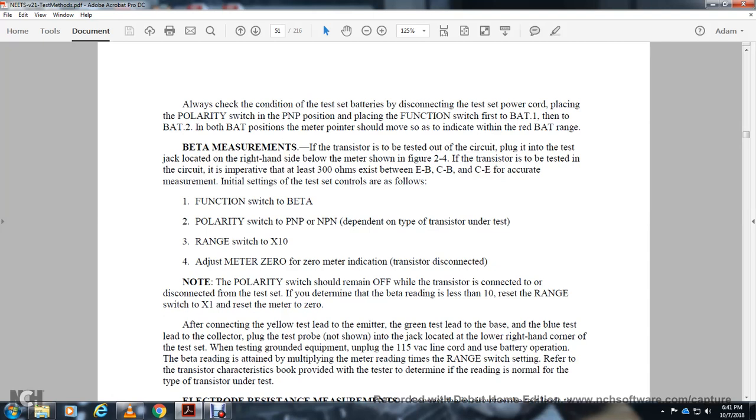No, the polarity switch should remain off with the transistor connected to the test set. To determine a beta reading of less than 10, reset the range switch to X1 and reset the meter to 0.